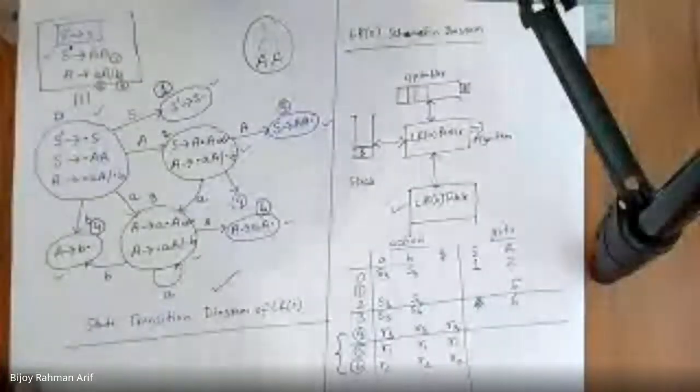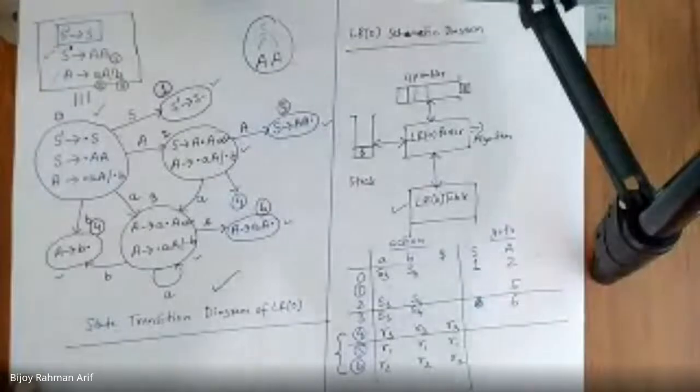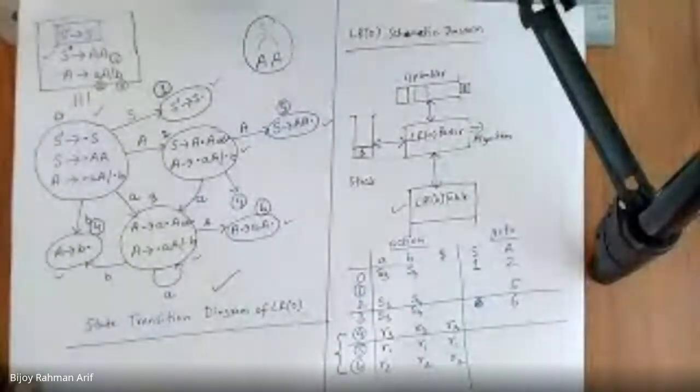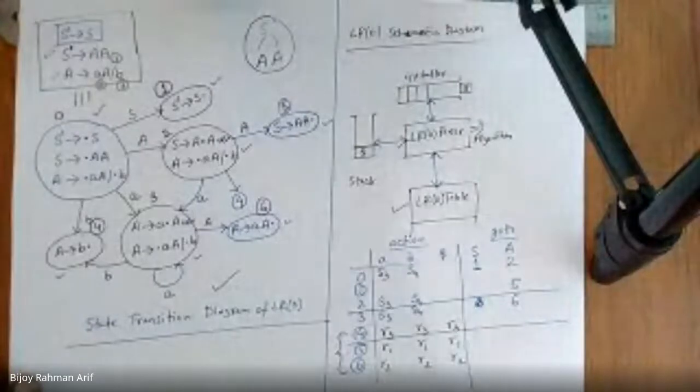What is action? Tell me. The terminals. Action is nothing but move on terminals. And what is goto? The move on the variables. So action is a special type of goto. That's why we write them separately: one is action, another is goto. Action is goto on terminals, and only goto is goto on variables. Or you can say action is move on terminals, and goto is move on variables.